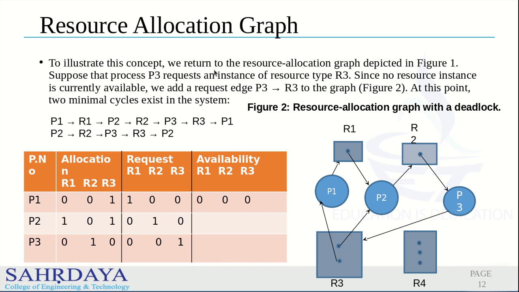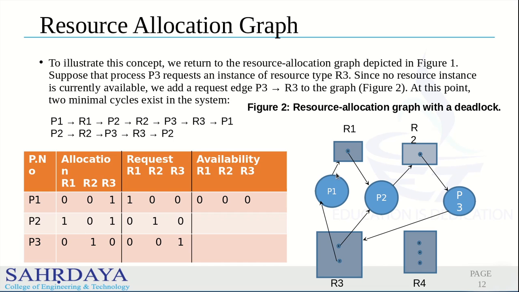To illustrate this concept, we return to the resource allocation graph shown in figure 1. Suppose that process P3 requests an instance of resource type R3. Since no resource instance is currently available in figure 1, we add a request edge P3 to R3 to the graph, figure 2. At this point, two minimal cycles exist in the system.